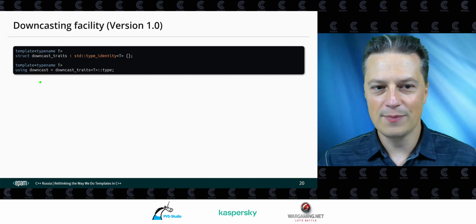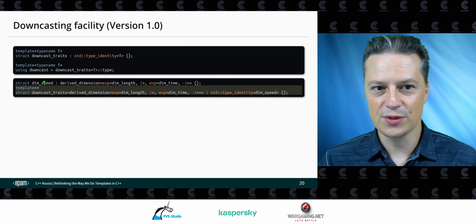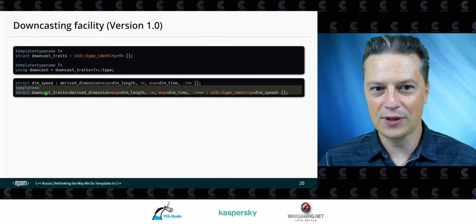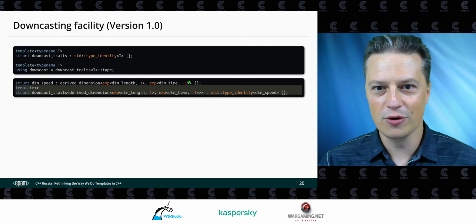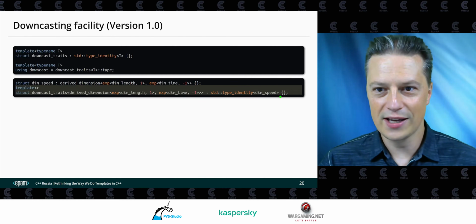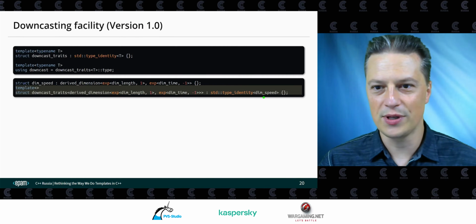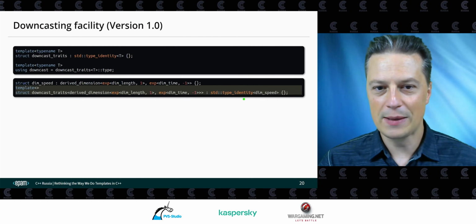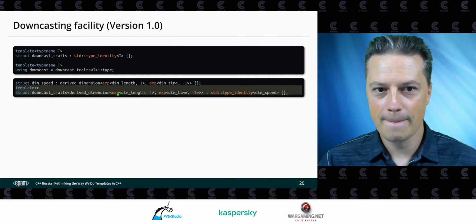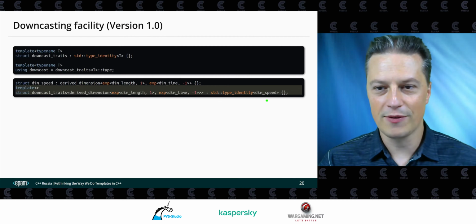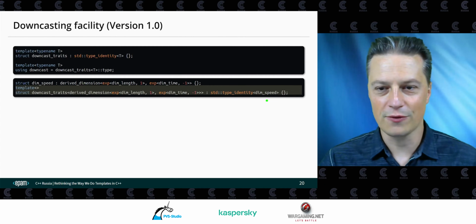And then for every dimension, like for speed, this is speed derived from this derived dimension, we said that if you see the downcast trait of this long type in the framework, then just return the nicely provided type by the user, so dim speed. So every time the framework ends up with this type, it will be provided automatically through the conversion.